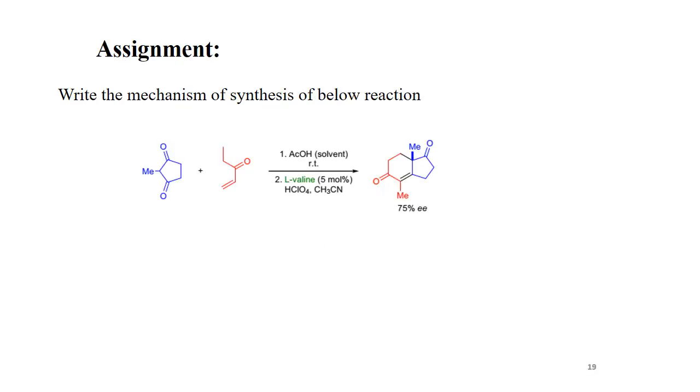Assignment: write the mechanism of synthesis of the below reaction. This is an important intermediate, and in the synthesis of this intermediate, the Robinson annulation reaction is involved. This is a 1,3-diketone and this is ethyl vinyl ketone. So you have to write the mechanism by yourself to prepare this intermediate through the Robinson annulation reaction.